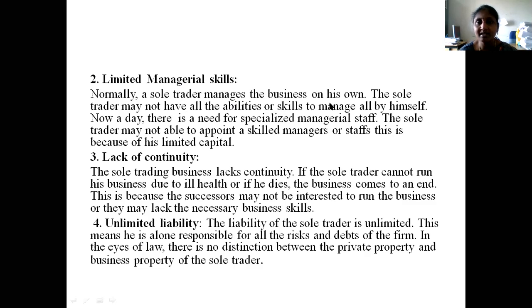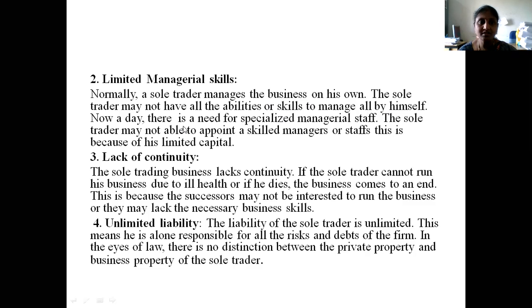Normally a sole trader manages the business on his own. So he may not have all the abilities or skills to manage all by himself. So business చేయడానికి బిజినెస్ నాలెడ్జ్ అయితే ఉంది, but in some cases he does not have all the abilities and all the skills which are required to completely handle the business. అనేది కొన్నిసార్లు ఆ స్కిల్స్ అనేవి ఉండకపోవచ్చు. సో ల్యాక్ ఆఫ్ స్కిల్స్ అనేవి కొన్నిసార్లు మిస్ అవుతాయి. సో ఆ స్కిల్స్ అనేవి ఉండవు కాబట్టి ప్రాబ్లం అవుతుంది అంటున్నాడు. దట్ ఈస్ అంటే లిమిటేషన్ ఉంటుంది ఇక్కడ స్కిల్స్ అంటున్నాడు.